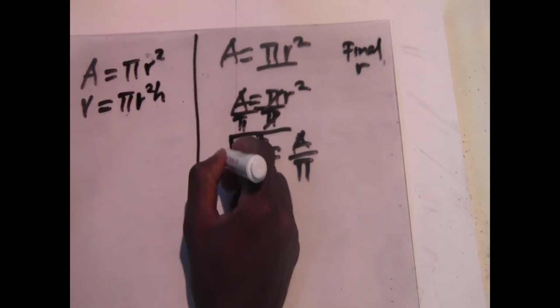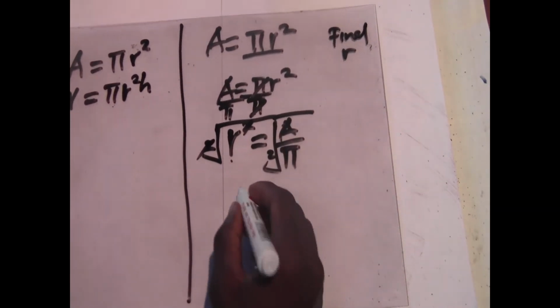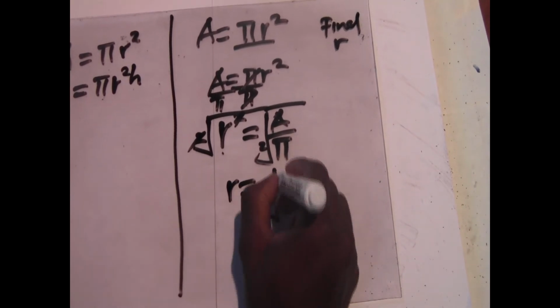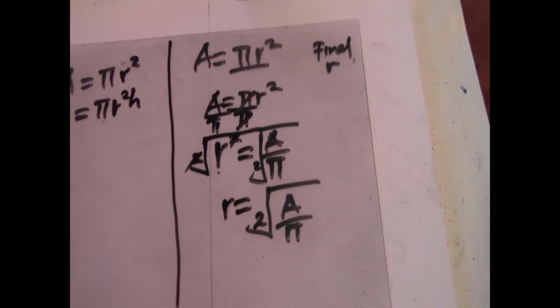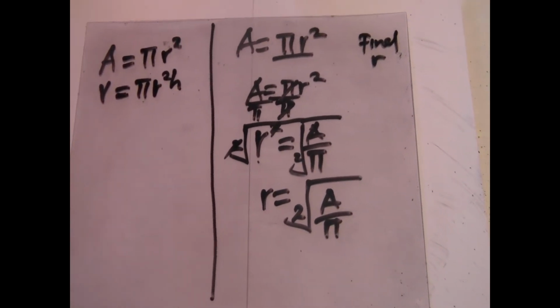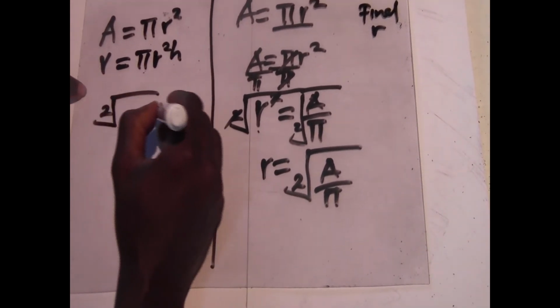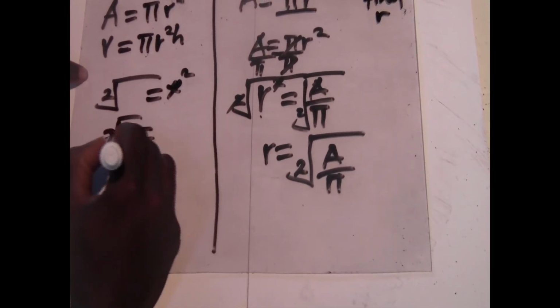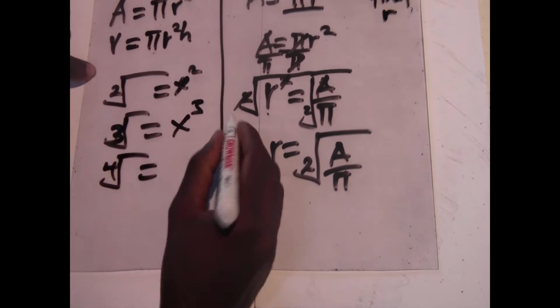So when you square root here, the square root will cancel with the square, and you square root both sides. So our radius will be the square root of area over pi. That's how you find the radius of a circle. That's the subject formula of the radius of the circle. There are some things you have to know here also. Square root cancels the square. Cube root cancels the cube. Fifth root cancels what? The power of 5.